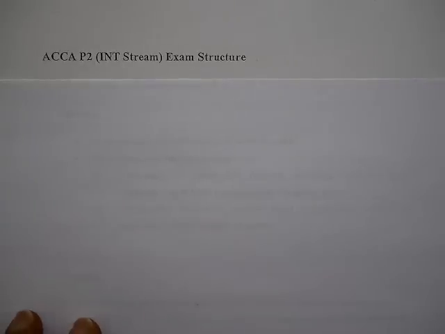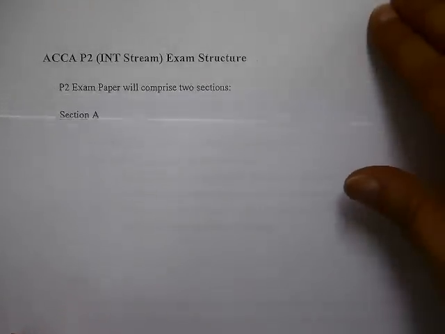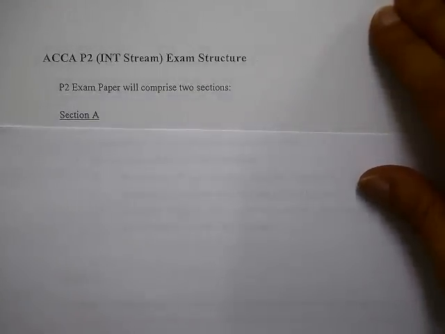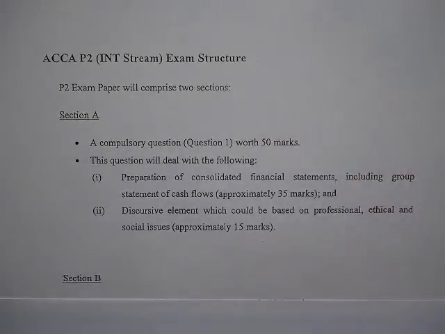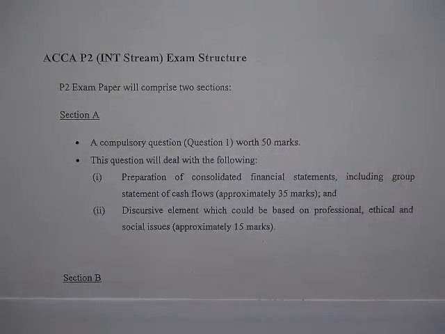ACCA P2 exam structure. The P2 exam paper comprises two sections, Section A and Section B. Section A has a compulsory question, labeled question 1, worth 50 marks.